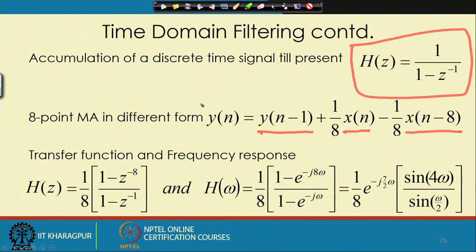So, here we get the corresponding transfer function, and from there we can compute what would be the frequency response, using z equal to e to the power j omega. That way we can get the response, and it comes in the form of a sinc function.